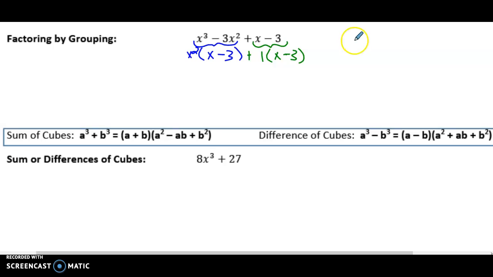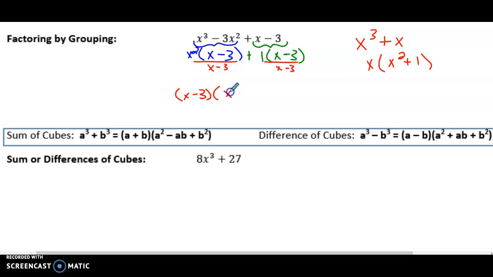And then similarly to how we would rewrite x cubed plus x, we would pull an x out and then continue writing what we have left over. Right here we can pull an x minus 3 out front. So then we have x minus 3 times x squared plus 1. So that would be the factoring by grouping.